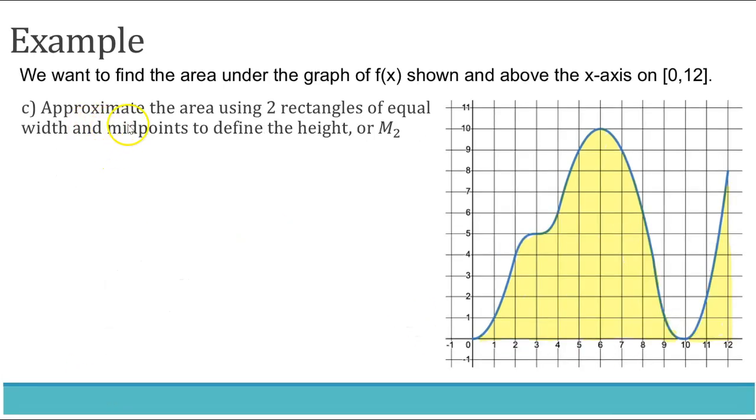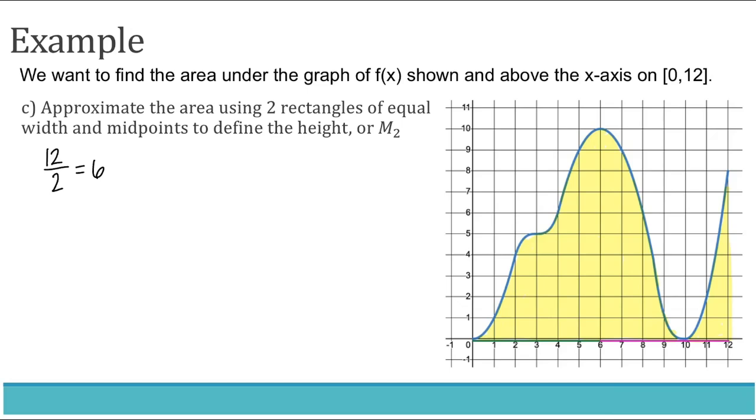And in part C, we're going to approximate the area one last time using two rectangles of equal width and midpoints to define the height, or M2. So if the interval is from 0 to 12, we need to divide 12 into two equal parts, which means the width of each one is 6. So our first interval will extend from 0 to 6. Our second interval will extend from 6 to 12.